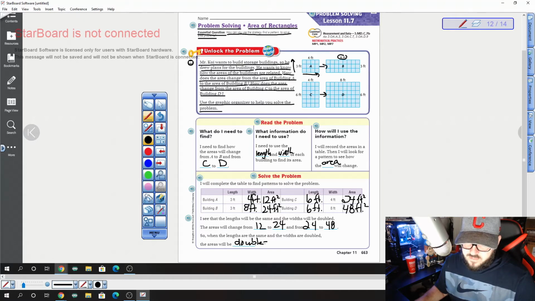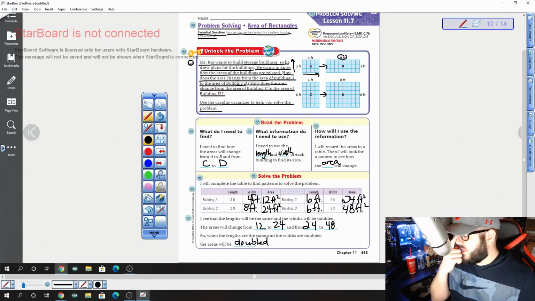Okay, so double of 12 is 24. 12 times 2 gives us 24, and 24 times 2 gives us 48, or 24 plus 24 gives us 48. So these are being doubled because the width is being doubled and the length is the same. Hopefully you're starting to understand that a little bit.